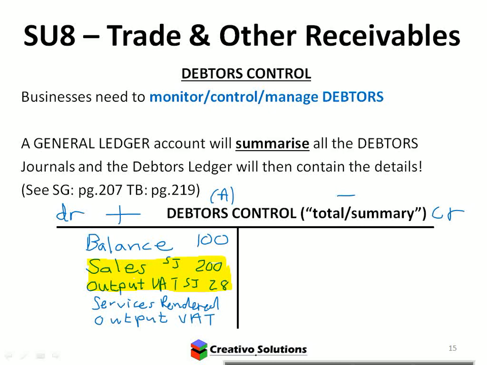Are customers always happy with the goods that they buy? No. Sales returns. Would you have to reverse out the VAT? Of course.